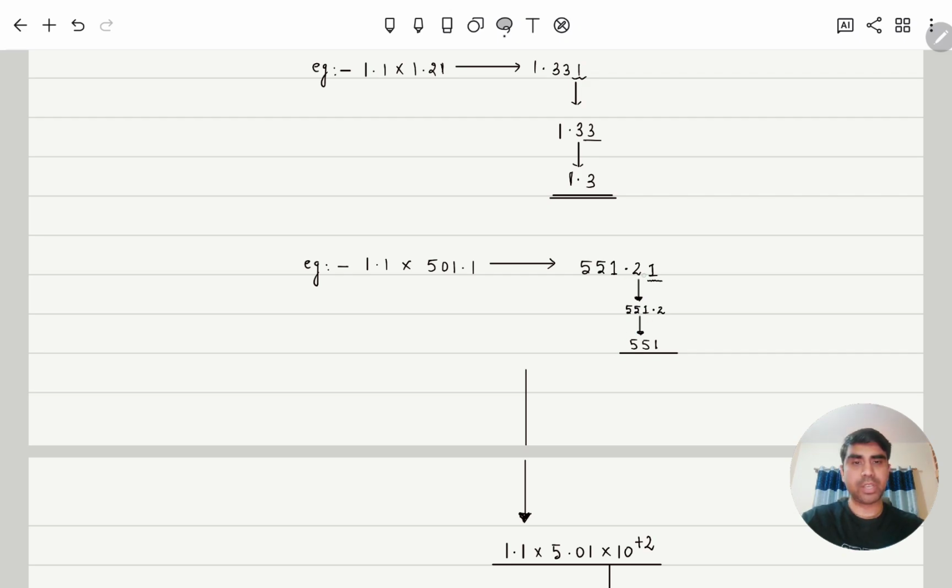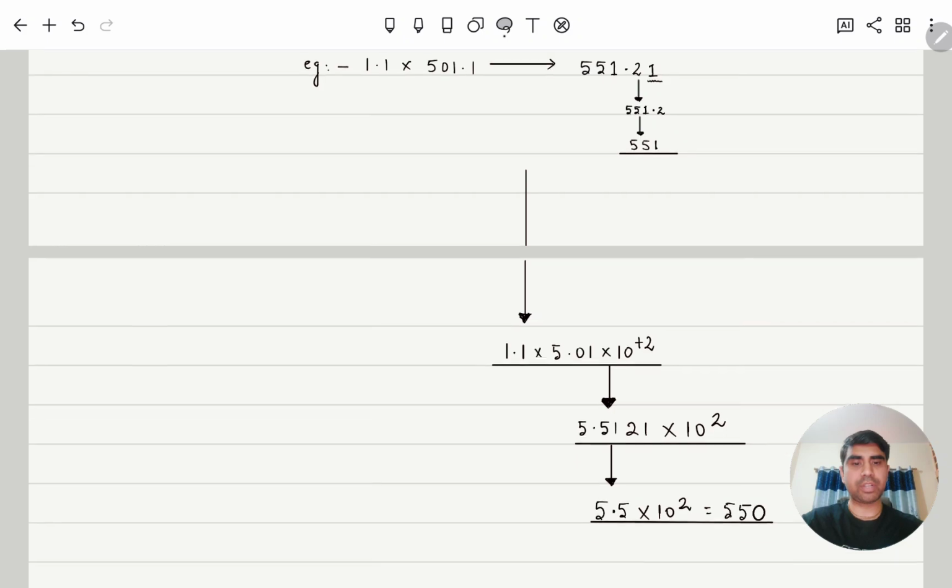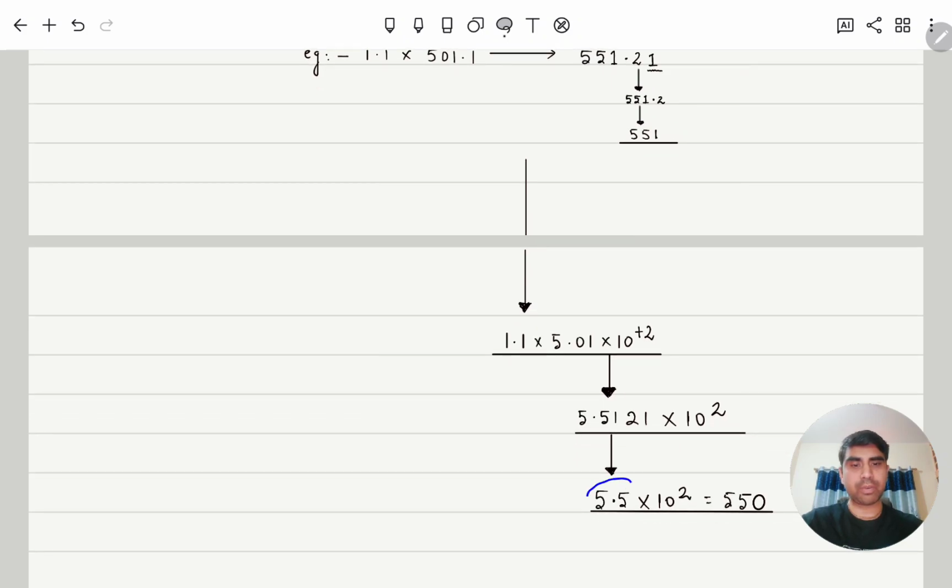Here you can see 551 into 21. After rounding off, you will get here 551.2. Further, if we round off, it will become 551. Now we can represent this in significant figures. How can we represent it? Like this, 5.5 into 10 to the power 2. So overall, how many significant figures does it have? 2. Understood? So no need to worry.